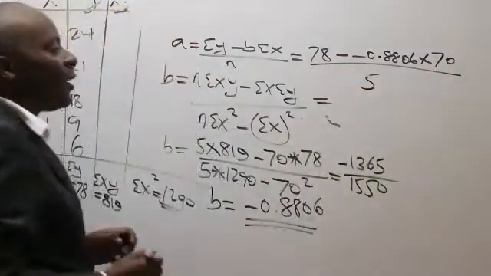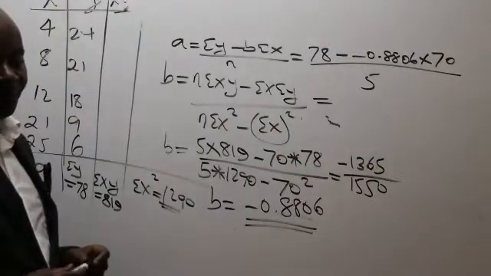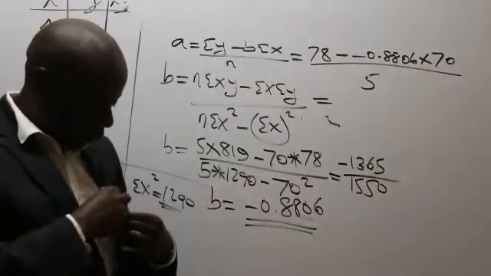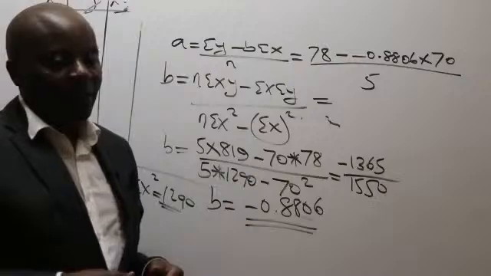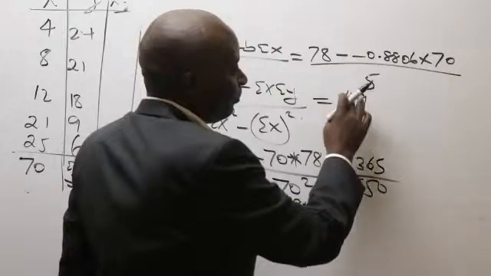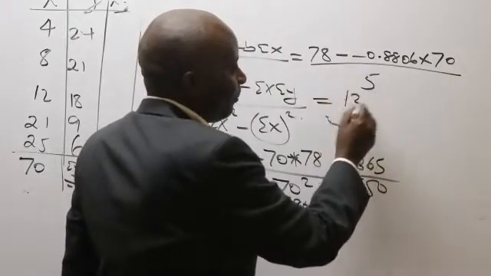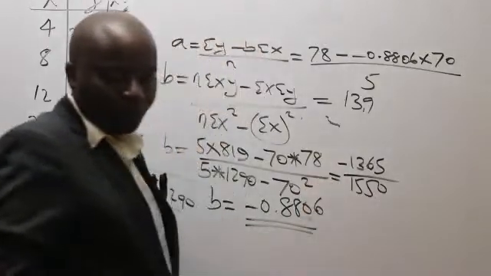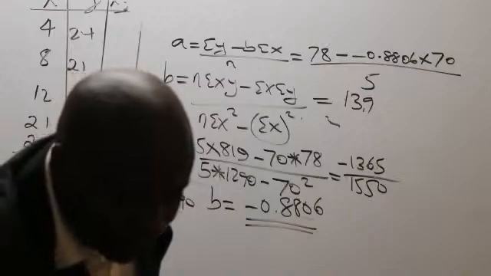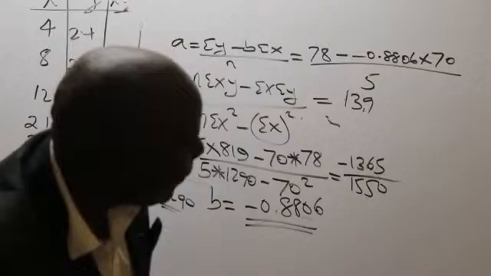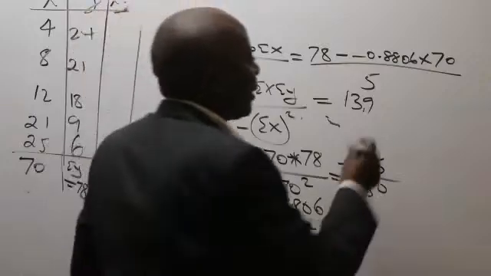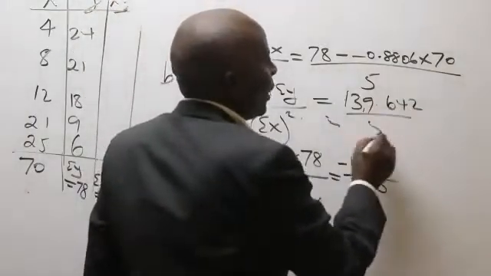Pia unaenda pole pole for you to be able to give us the numerator first. So numerator will be 78 minus minus. There are two of them. Minus minus, there are two of them. 139.642 over 5.